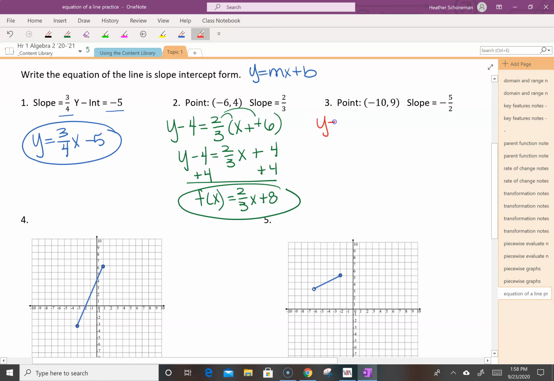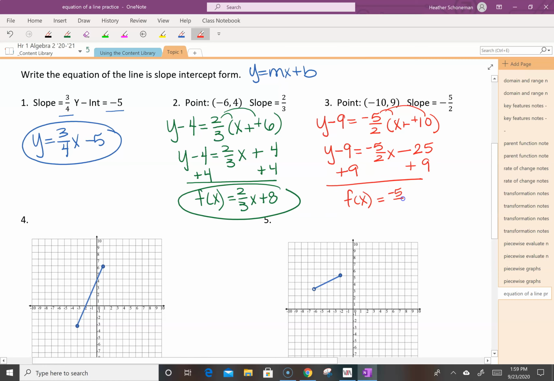On this one, we can do y minus 9 equals our slope, negative 5/2, times x minus x1, which is negative 10. Minus a negative is plus a positive. So we have y minus 9, and now we distribute, equals negative 5/2. A negative times a positive is a negative. Use our trick: the 10 divided by the 2 on the bottom is 5. 5 times the 5 on the top is 25. Add 9 to both sides. So I get y, or f of x, equals negative 5/2 x minus 16.